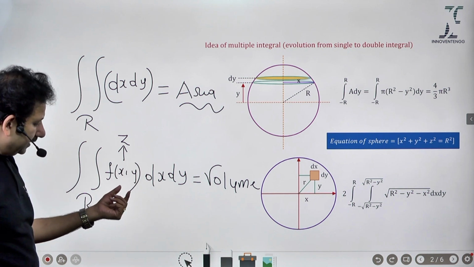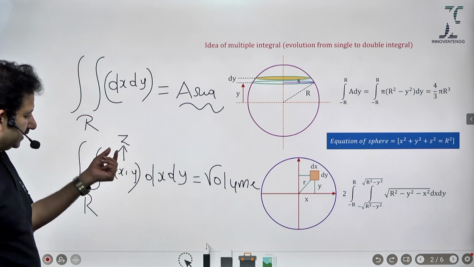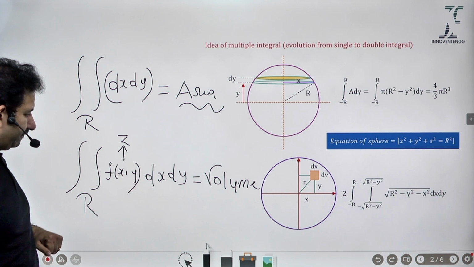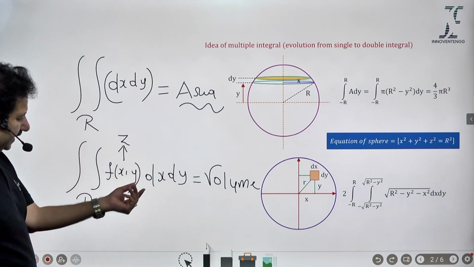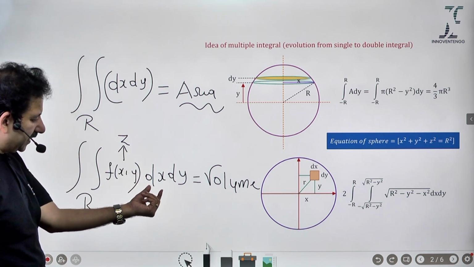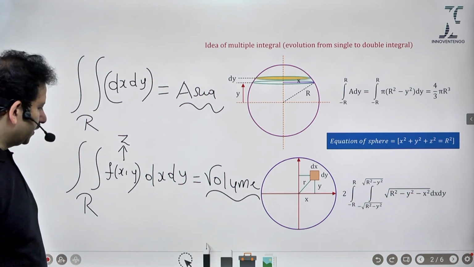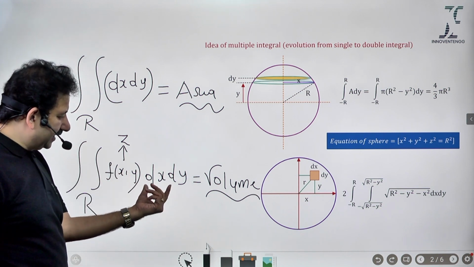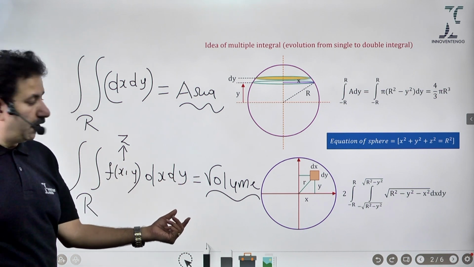If you are integrating f of x comma y, which happens to be the z coordinate of a particular surface, we are going to talk about the spherical surface, then if you integrate z and multiply that by the elemental area and then integrate, you will get volume, right? Depending on what you are integrating along with the elemental area, this is a must, that decides your output.